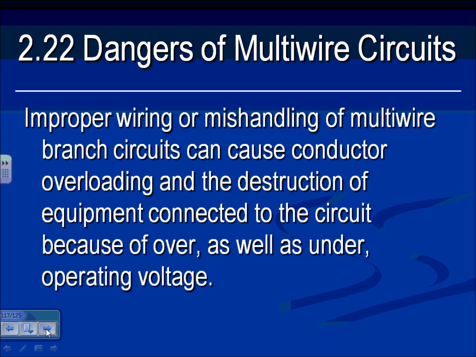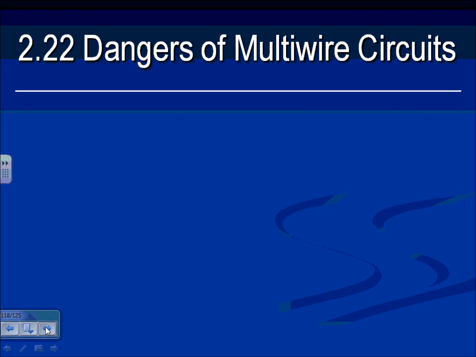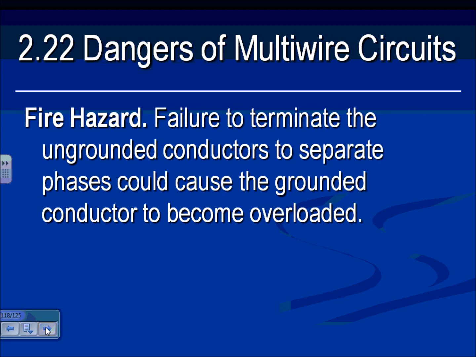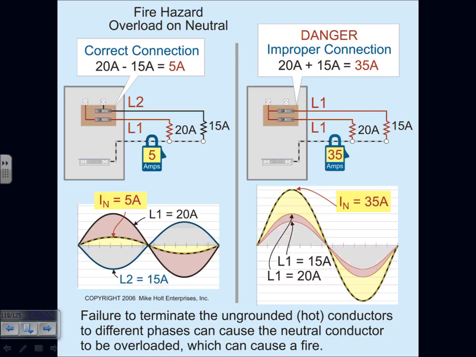The problem with multi-wire branch circuit, guys, as you all know, is if you lose a neutral. I have a picture here. If you lose a neutral, the problem with multi-wire branch circuit is this one. If you add them up, look how if you misuse it, it adds up. And what happens if you lose a neutral too? There are 2 dangers of multi-wire branch circuit.